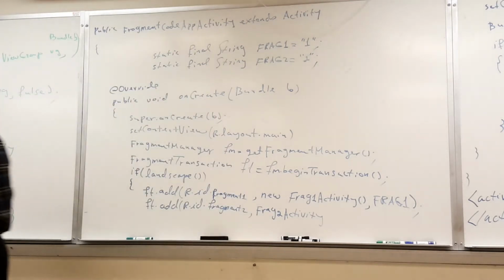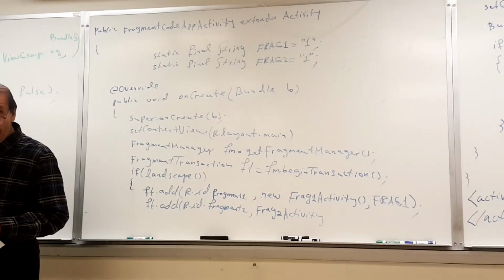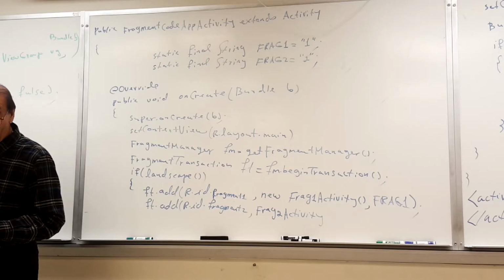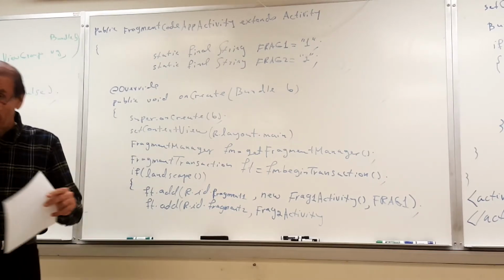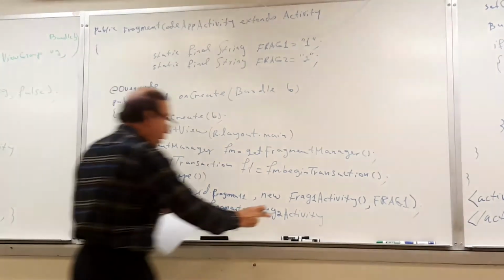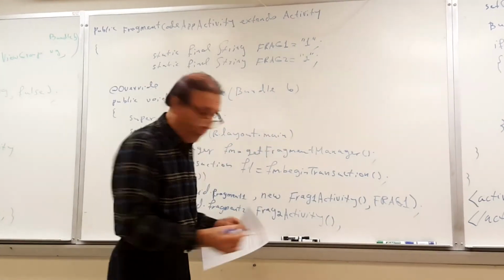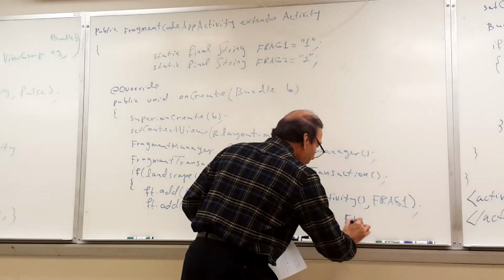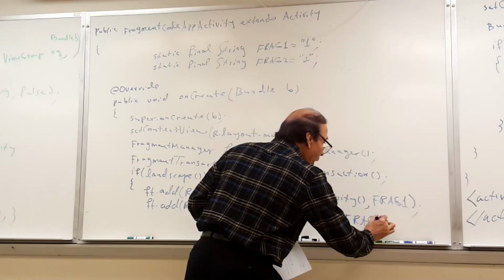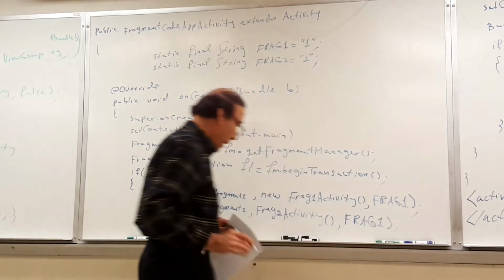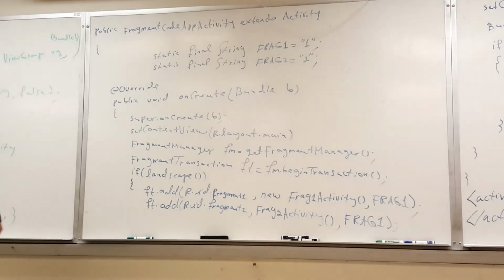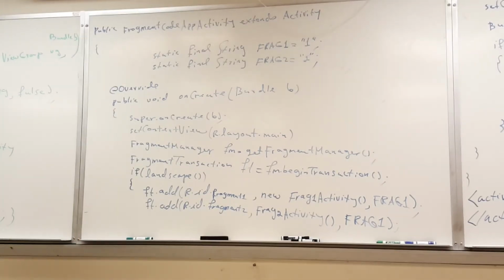Frag2 activity was this, that we checked it. If it is a landscape, job is done. If it is portrait, we need to do something, okay? Frag2 activity, followed by frag2. If you look at this code carefully and analyze it, you see there are really a lot of details involved, right?